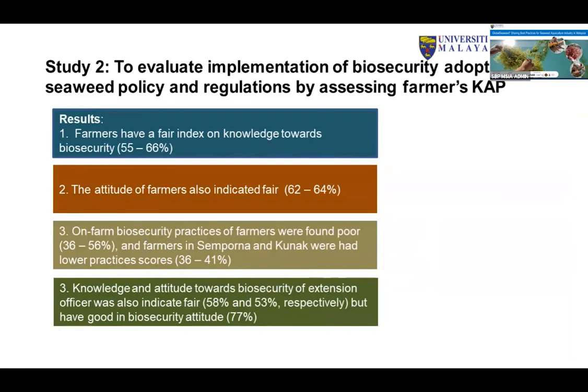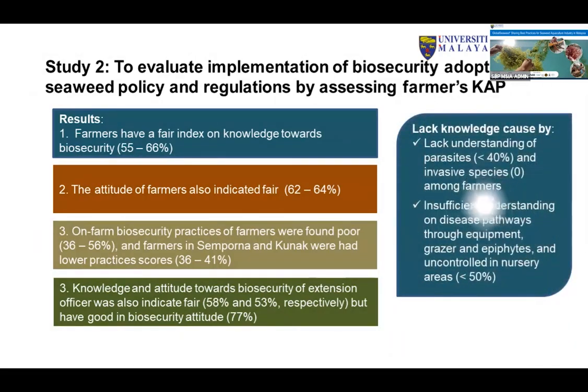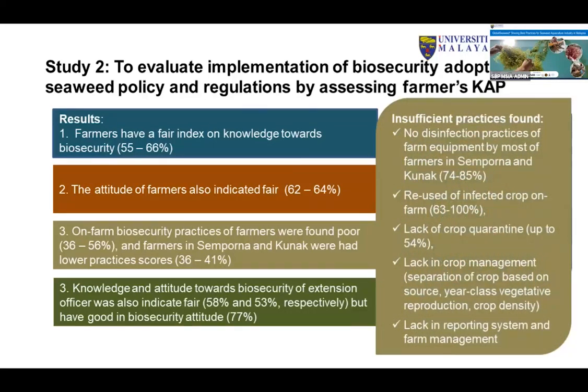The result of the KAP study shows that farmers have a fair index on knowledge toward biosecurity. The lack of knowledge is caused by a lack of understanding of parasites and invasive species among farmers, insufficient understanding of disease pathways through equipment, grazers, and epiphytes, and also uncontrolled nursery areas. The attitude of farmers is also fair, but on-farm biosecurity practice of farmers was found to be poor, and farmers in Sampurna and Kunak had lower practice scores.